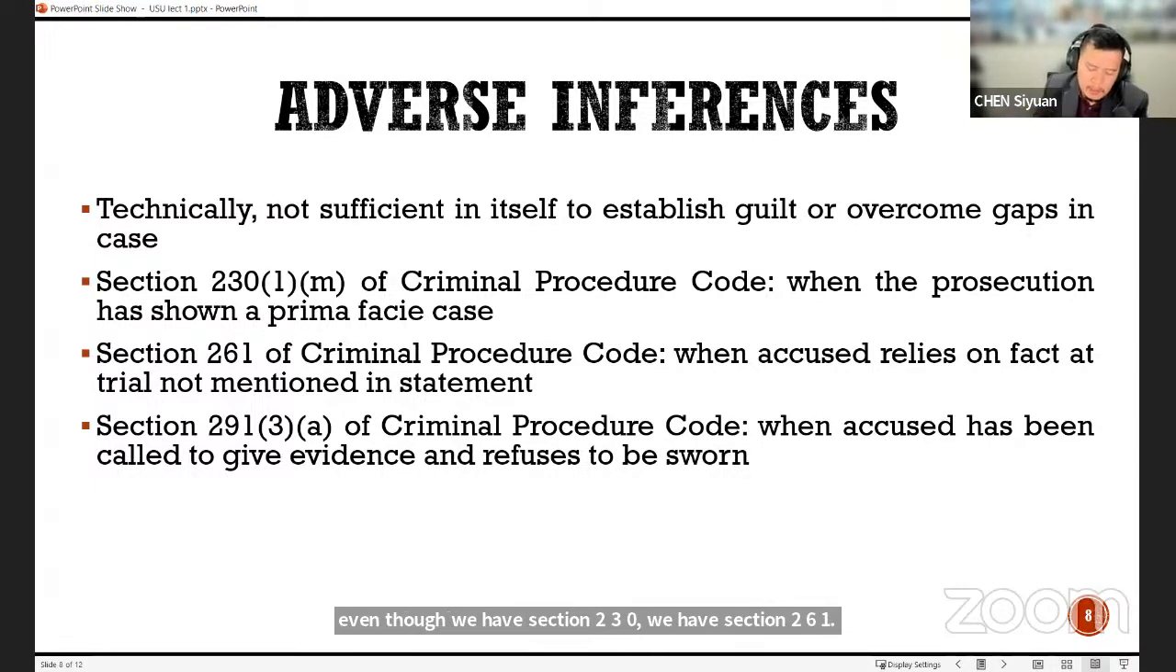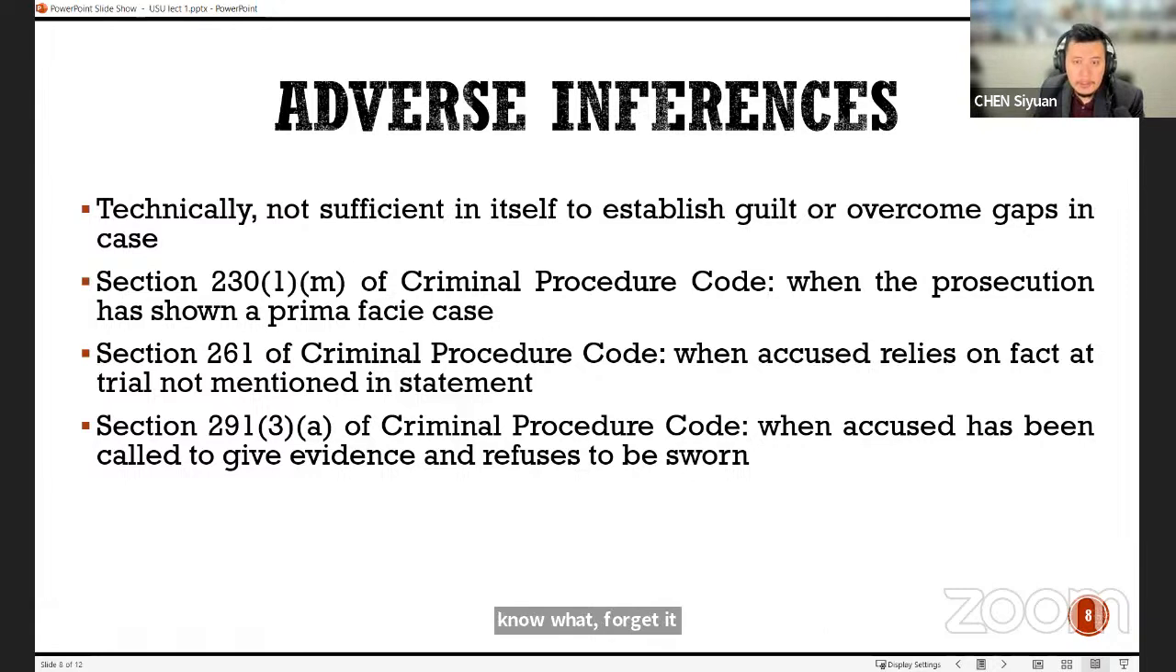So 291 is talking about a situation whereby he has agreed to take the stand, right? He decides, fine, I'm going to take the stand. I'm going to testify. But he changes his mind. Halfway through, he says, okay, you know what? Forget it. I didn't mean it. Adverse inferences can also be drawn. So I think for 291, that's fairly universal in that you can maybe decide that you just don't want to testify.